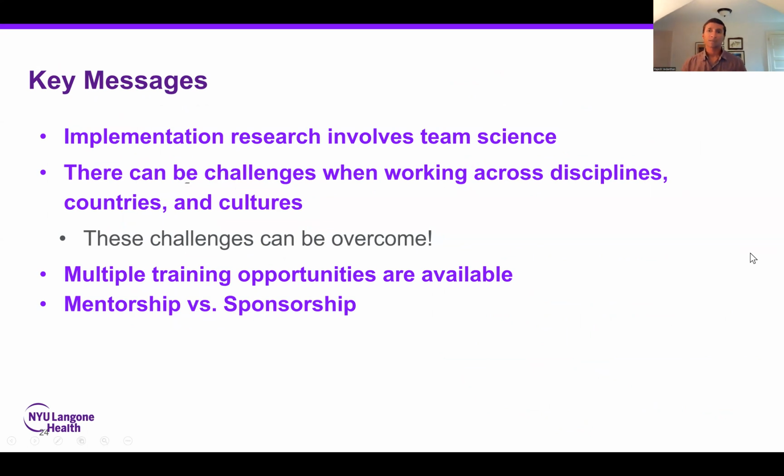So key messages for this brief lecture today: really the idea that implementation research involves team science, that team science can occur across disciplines, but also across countries and cultures, that there can obviously be challenges, but these challenges can definitely be overcome. And many of us here at the Global Alliance for Chronic Diseases are examples of the fact that we've navigated some of these challenges and have been able to be successful navigating them. That there are multiple training opportunities available, and to be honest with you, an increasing number of training opportunities available, some funded, some non-funded, but really an increasing source of training opportunities. And then finally, again, that difference between mentorship and sponsorship, and really trying to have both of those types of support systems as part of your advisory circle for career advancement.